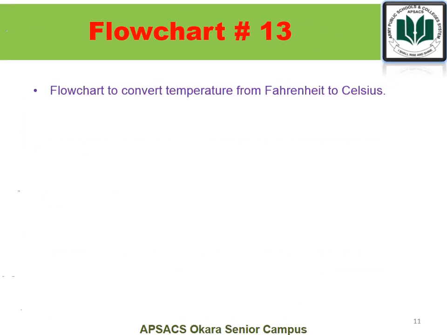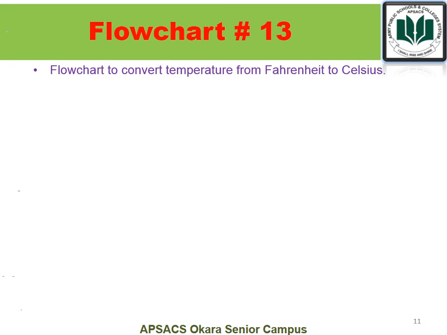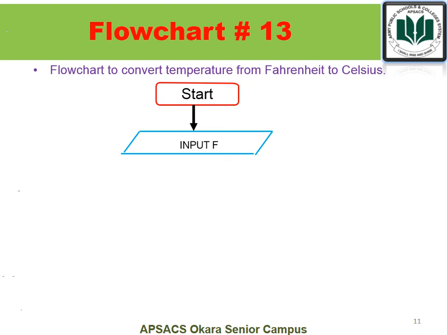So flowchart number 13, flowchart to convert temperature from Fahrenheit to Celsius. The first step is start, and the second step is that the temperature in Fahrenheit will be taken as an input F.